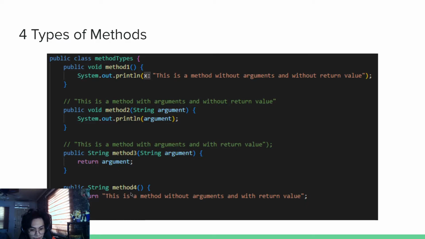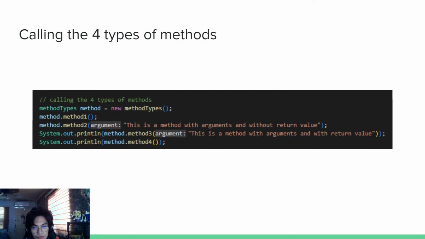And then lastly, method 4 is a method without arguments but with a return value. As you can see here, there are no parameters since we're not going to be using an argument. And for our return value, it's going to be this string literal here. So we're again using a string data type for our method because the data type that we're going to be returning is a string. So these are the syntax for calling the four types of methods.